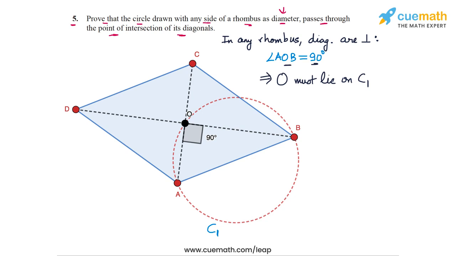Because the angle in a semicircle is a right angle, so O must lie on C1, and this means that C1 passes through the point of intersection of diagonals. C1 passes through O. So this is the simple reasoning behind question 5.